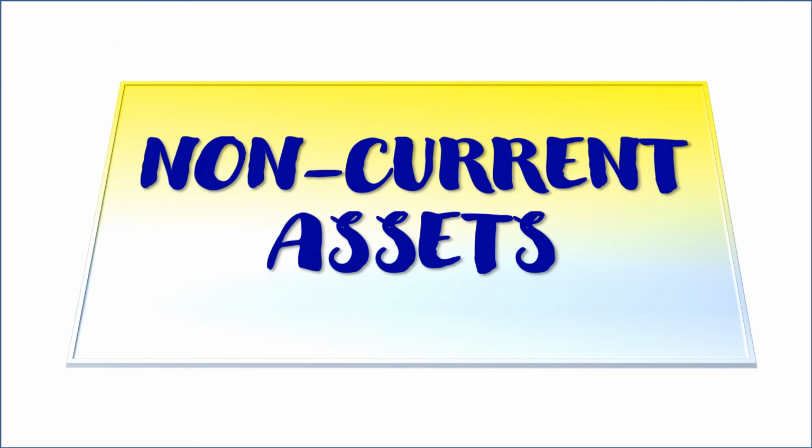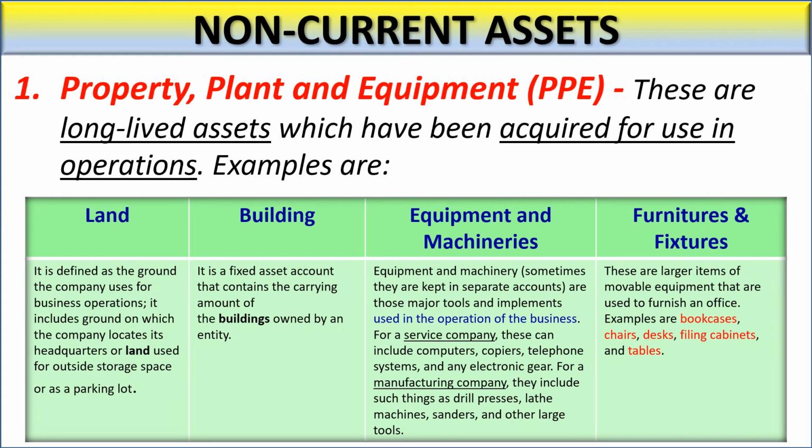Alright, so we are done with the current assets. Now we will proceed to the non-current assets. Number 1, property, plant, and equipment, or in short, the PPE. These are long-lived assets which have been acquired for use in operations. When we say long-lived assets, matagal siyang magagamit, tatagal siya, magagamit siya ng pangmatagalan. Binili ito ng company to use during the operations of the business.